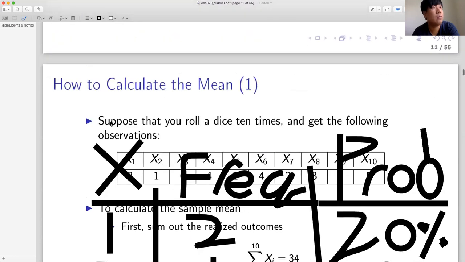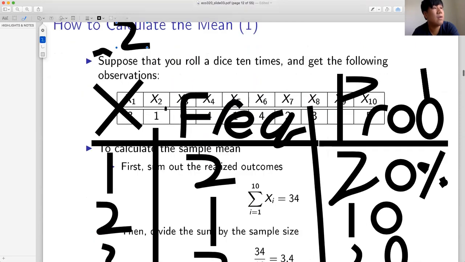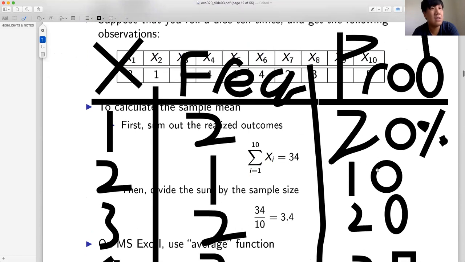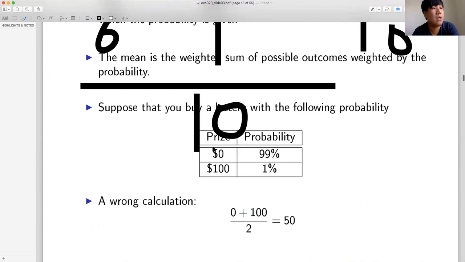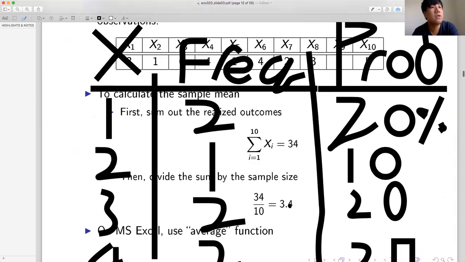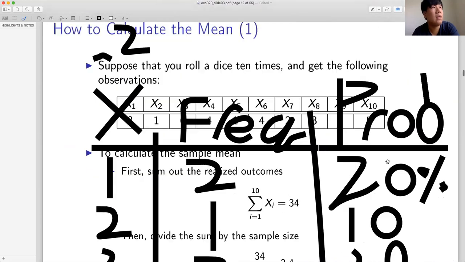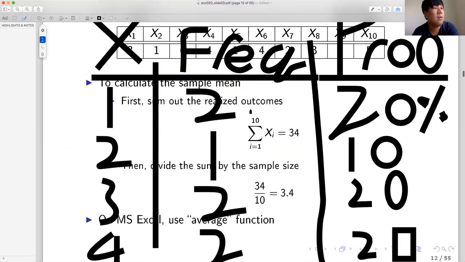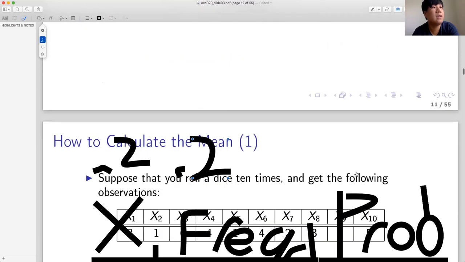So let me just write down over here. So that is 0.2. So that is from x equal 1. So 1 times 0.2 equal 0.2, and 2 times 0.1. This is a 10%. That's why 0.1. I multiply x times the probability, like we did over here, like a price times probability, to get the weighted outcome. So 2 times 0.1 equal also 0.2. And 3 times 0.2 equal 0.6.